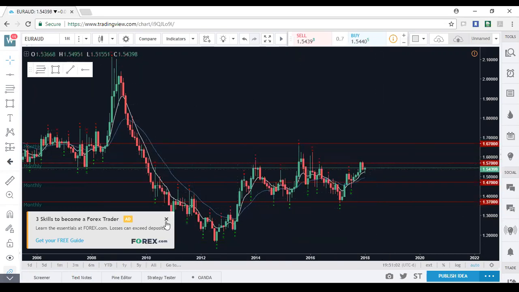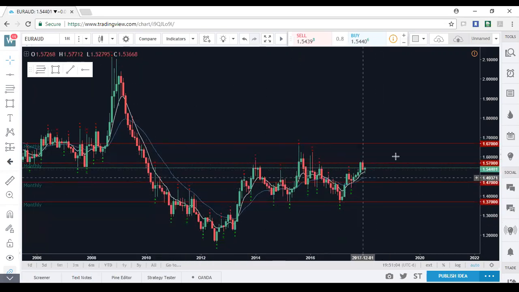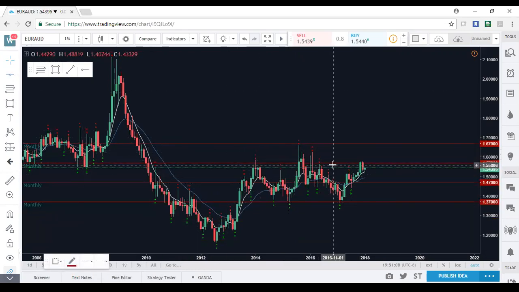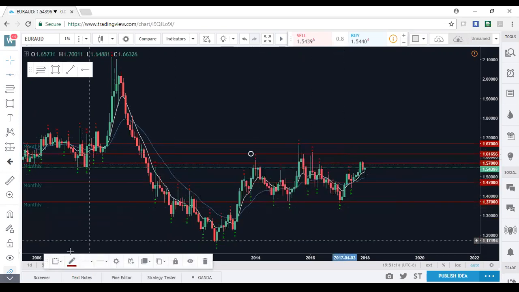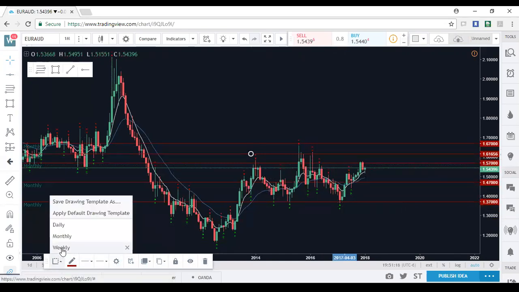So now that we've got those 3 zones, we basically cut them in half, 500 pips. So for 157 to 162. And then again, this is your weekly mid-range or your halfway point.